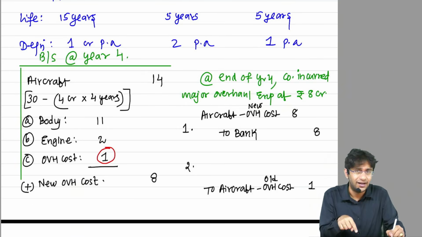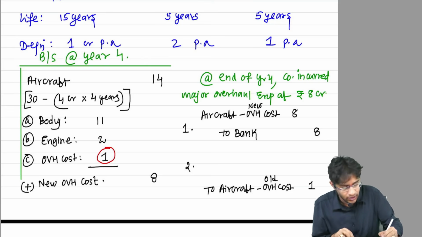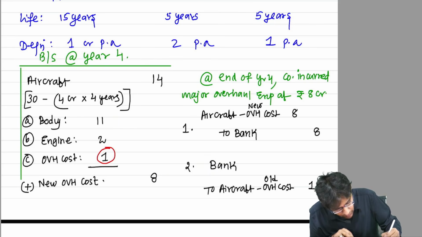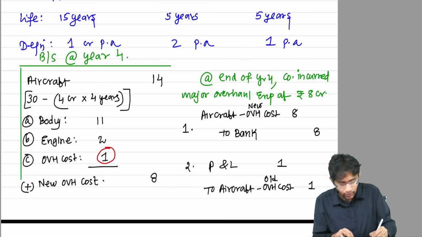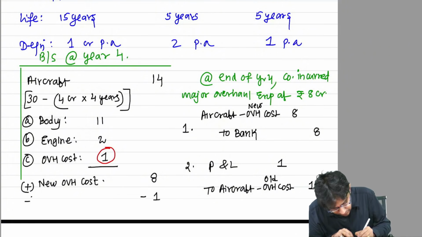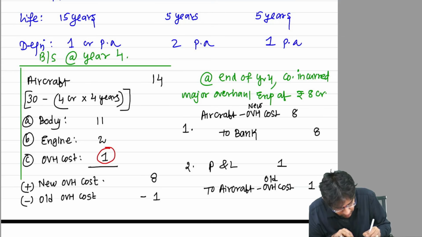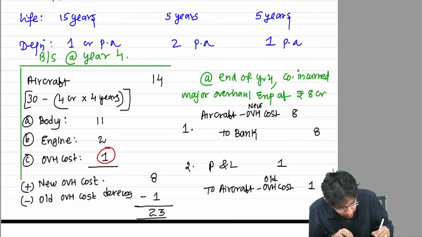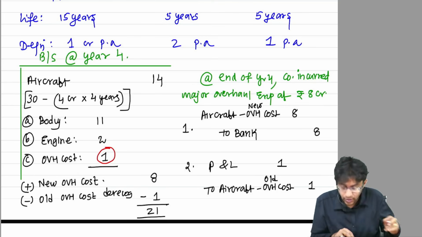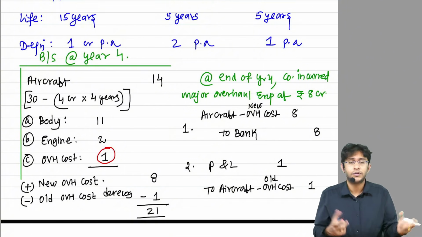But this one you can't sell, because this is not a physical component. So this one, you can't write bank and all. This is a loss. Directly, you will debit this off to the P&L account. The moment you do this, here -1. Old overhaul cost de-recognized. Number is correct only, 14, sorry. Fantastic. So that's how you do it, sir.